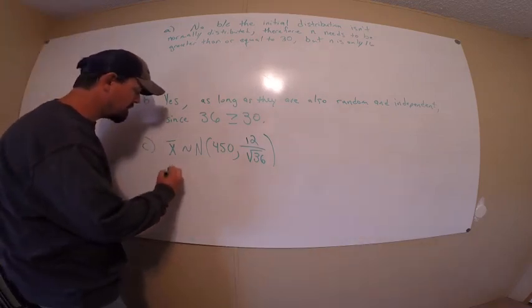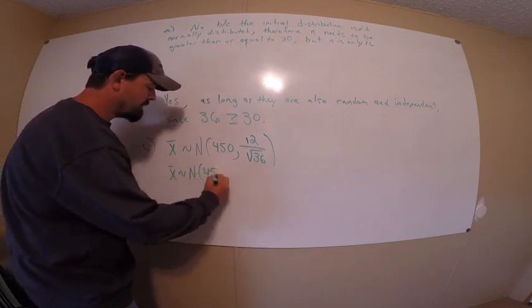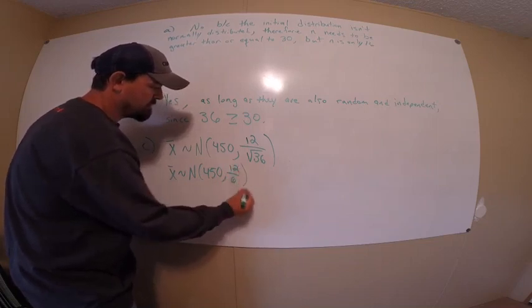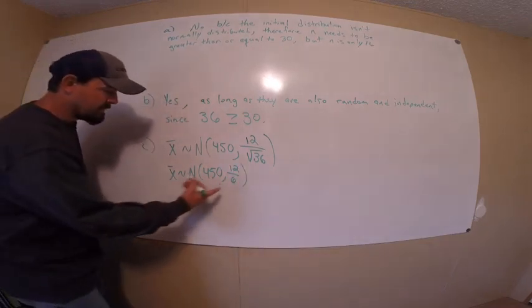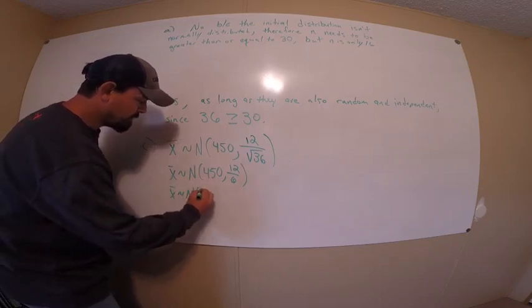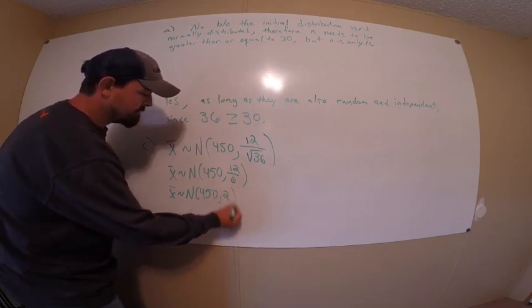Okay. So simplify it. X bar is approximately normal. 450. Square root of 36 is 6. Okay. I can simplify that. X bar is approximately normal. 450. 12 divided by 6 is 2.